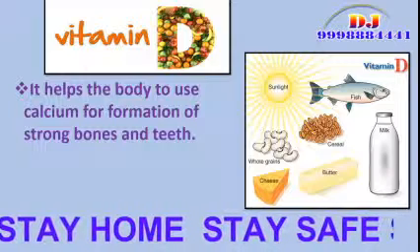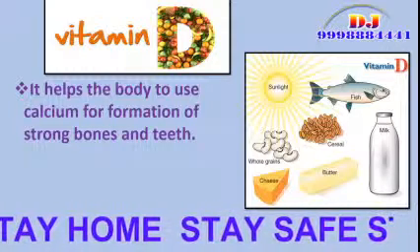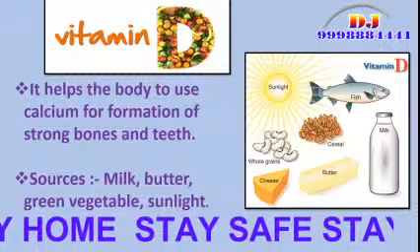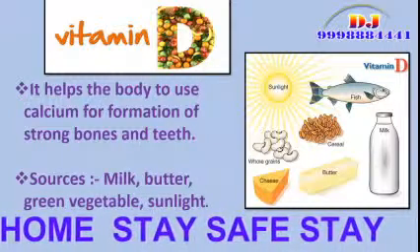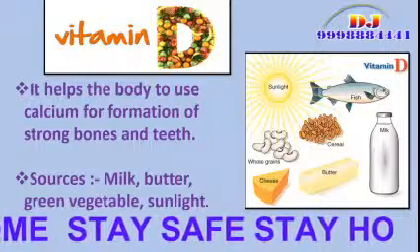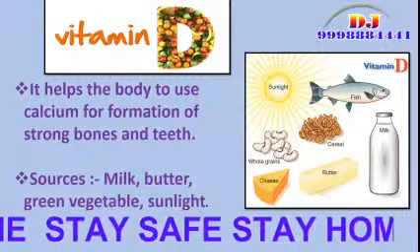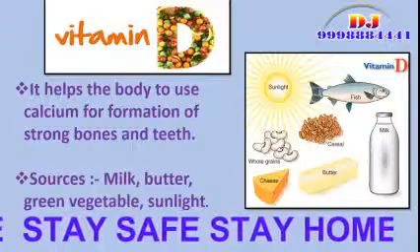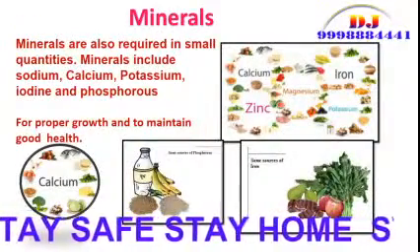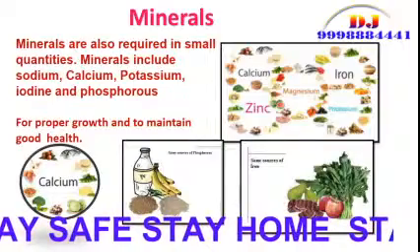It helps the body to use calcium for the formation of strong bones and teeth. So vitamin D helps us to use calcium for the formation of strong bones and teeth. From where do we get this vitamin D? We get vitamin D from milk, butter, green vegetables, and sunlight. So that was vitamin D.